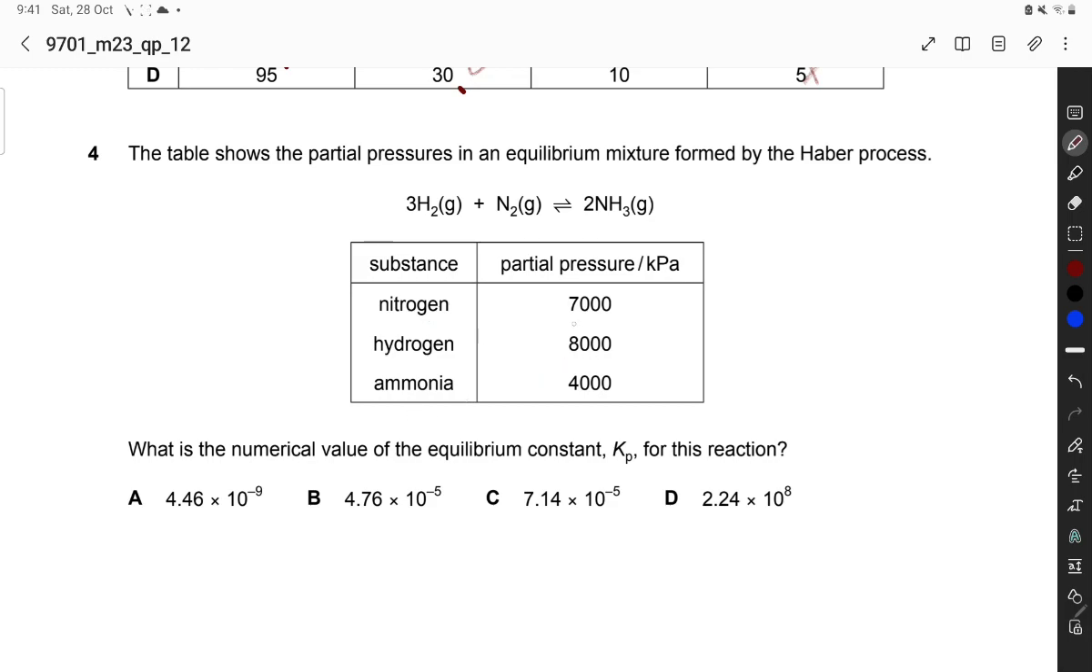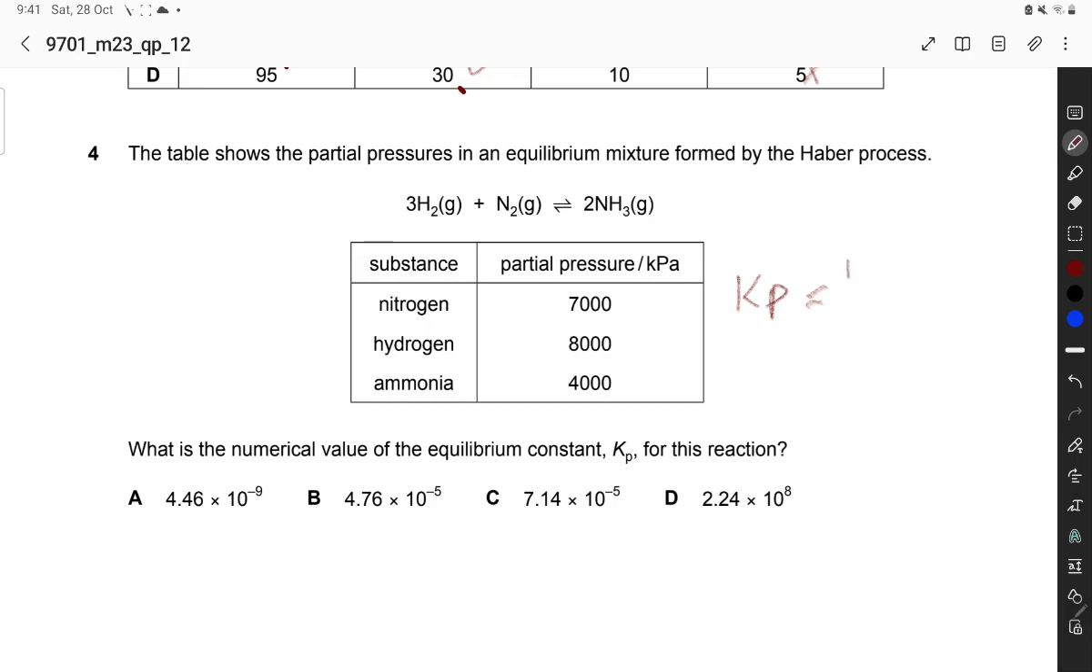Nitrogen, hydrogen, ammonia: 7,000, 8,000, and 4,000. What is the numerical value of the equilibrium constant Kp for this reaction? First write down the Kp expression. Partial pressures are given, so we use these values directly in the Kp expression.